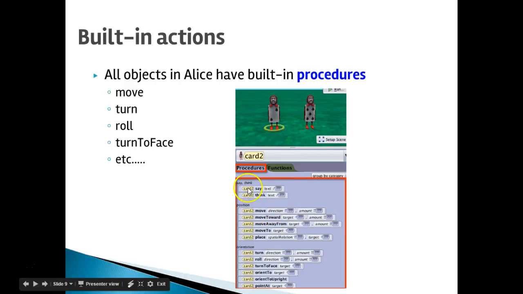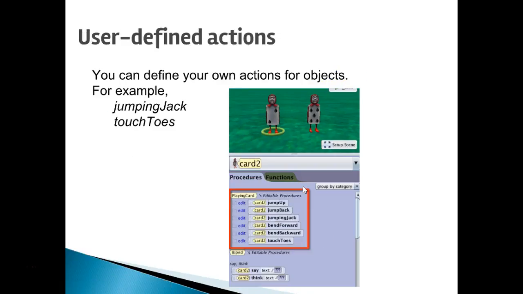And you can see card 1, say and think, move, move toward, move away from, move to, place, turn, roll, turn to face. You can see all of the procedures that are going to be available to you. Then we also have some user-defined actions, and you're going to be able to define your own actions for some of the objects. And here you are going to see something like a jumping jack or a touch toes. And so you can go ahead then and develop a procedure that is your own action for these.